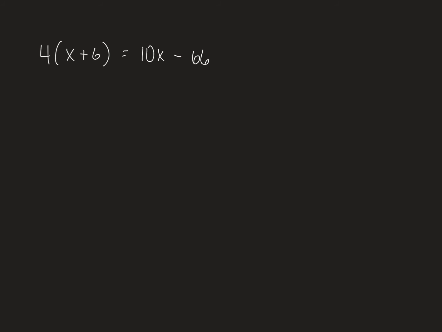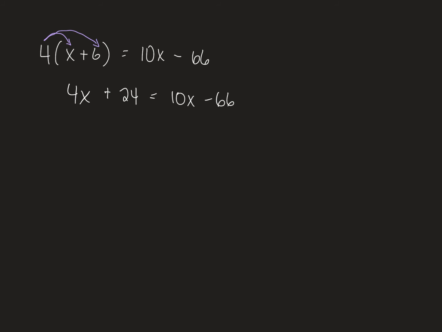All right, let's try this question. This one has parentheses, so I've got a 4 that I need to distribute to each of these people. So you get a car, you get a car, everybody gets a car. It's like multiplying 4 times the first guy and 4 times the second guy. So I'm going to write 4x smushed together. Then I'm going to write plus 24. 4 times 6 is 24. Nothing changes over here on the right-hand side, 10x minus 66.